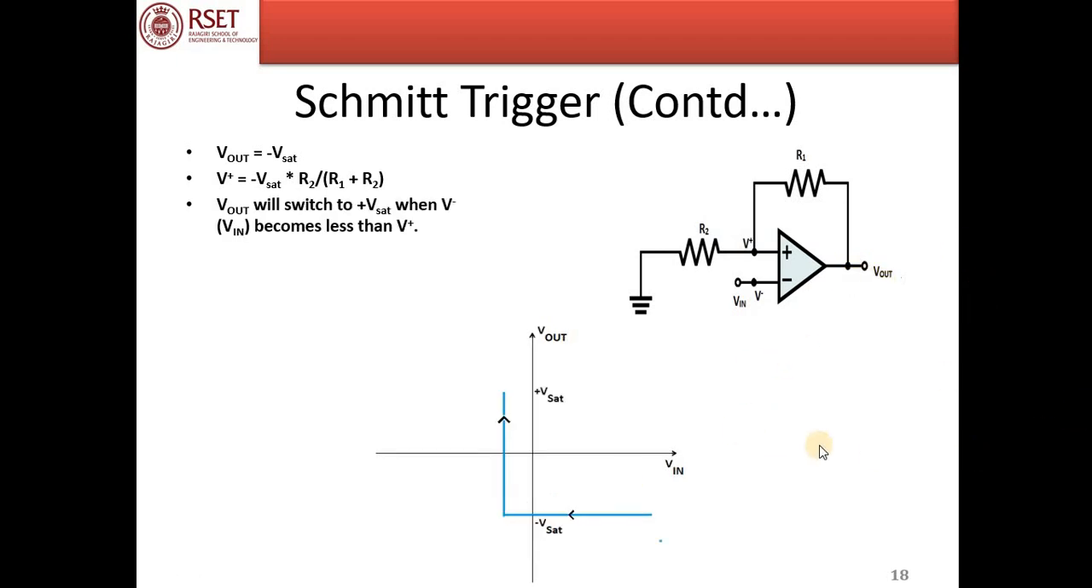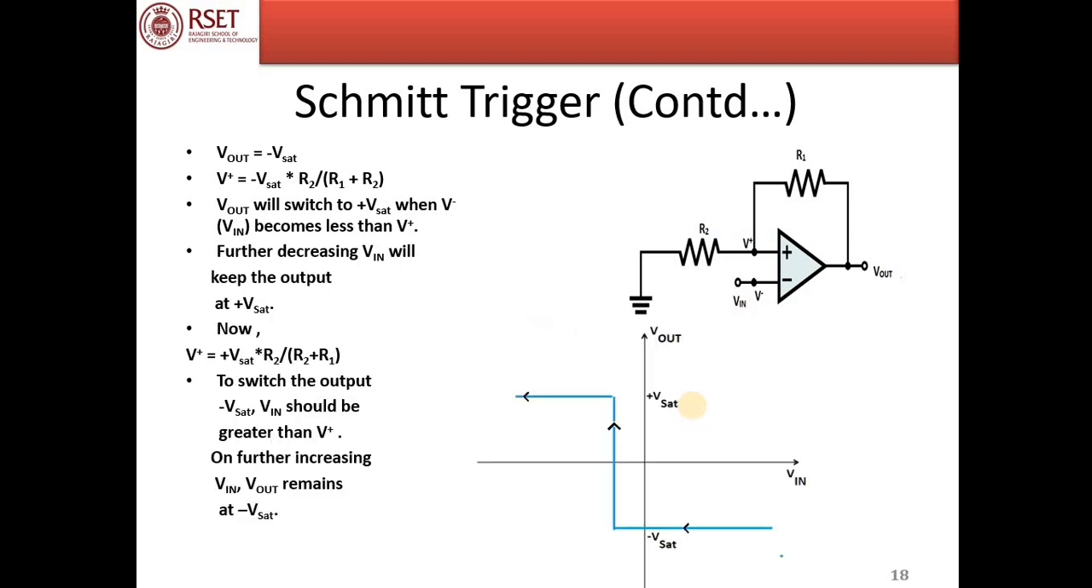We saw that. Let this be that value, minus Vsat into R2 by R1 plus R2. When V input becomes minus Vsat into R2 by R1 plus R2, the output switches to plus Vsat. On further decreasing V input, the output will remain at plus Vsat. Yeah, that is what we saw. That is, initially the output was minus Vsat. We kept on decreasing V input till it reached minus Vsat into R2 by R1 plus R2. Suddenly the output switched from minus Vsat to plus Vsat. Further decreasing V input will keep the output steady at plus Vsat.